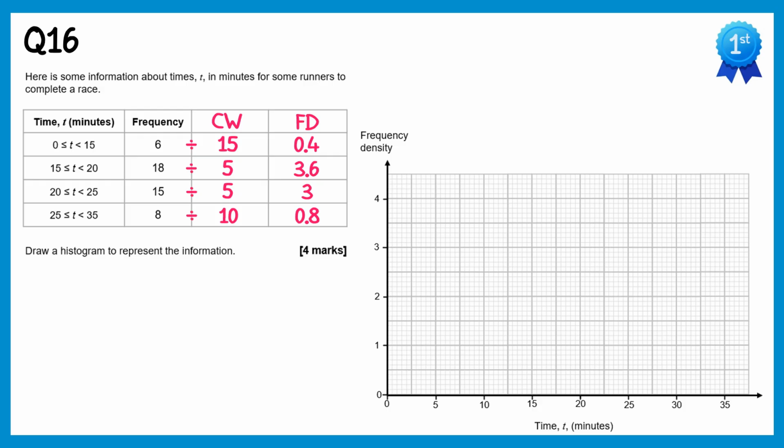So we're going to draw a bar from 0 to 15 minutes with a frequency density of 0.4. So that goes here. Then for the next one, it's from 15 to 20 with a frequency density of 3.6. So something like this. And the next one, from 20 to 25, the frequency density is 3. And that looks like this. And for the final one, from 25 to 35, with a frequency density of 0.8, looks like this. And that's your completed histogram.